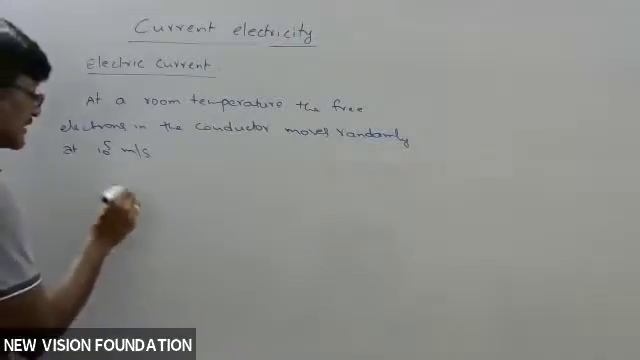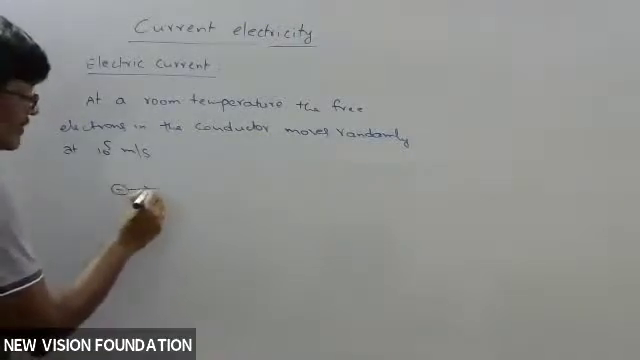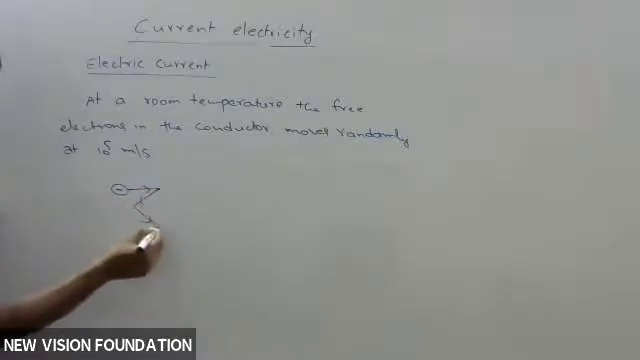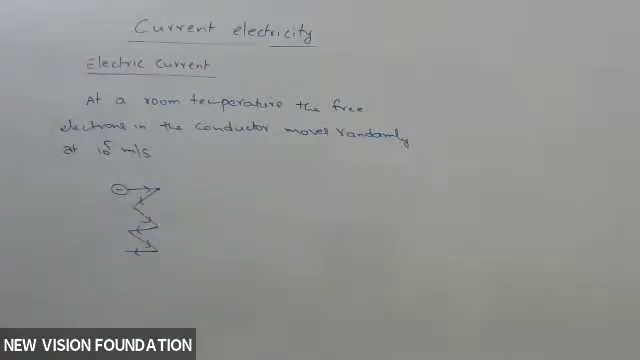Suppose this is an electron. It moves some distance in this direction and then like this. This motion is called random motion. So at room temperature, the electrons move randomly with speeds of the order of 10⁵ meters per second. And since the motion of electrons is random, there is no net charge flowing through any imaginary plane in a conductor.